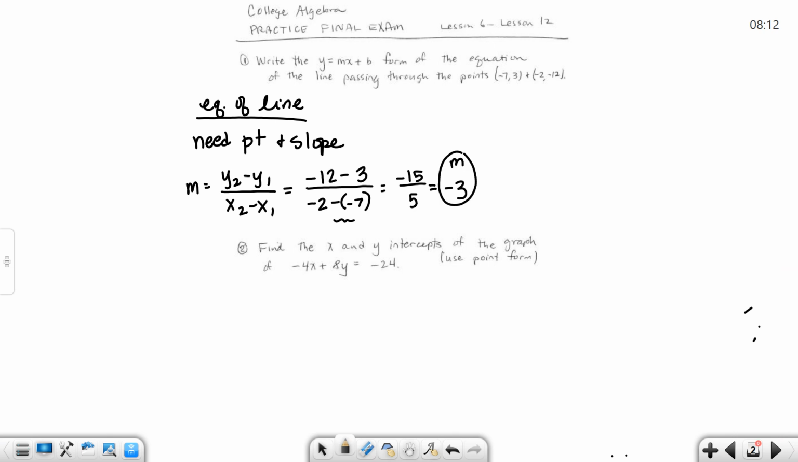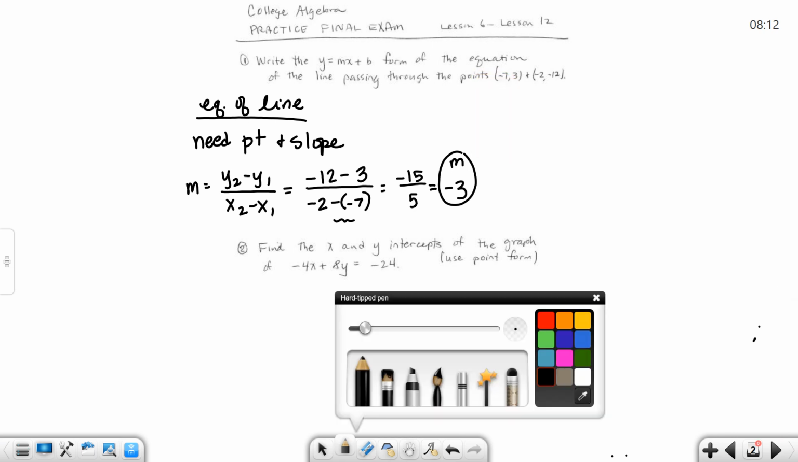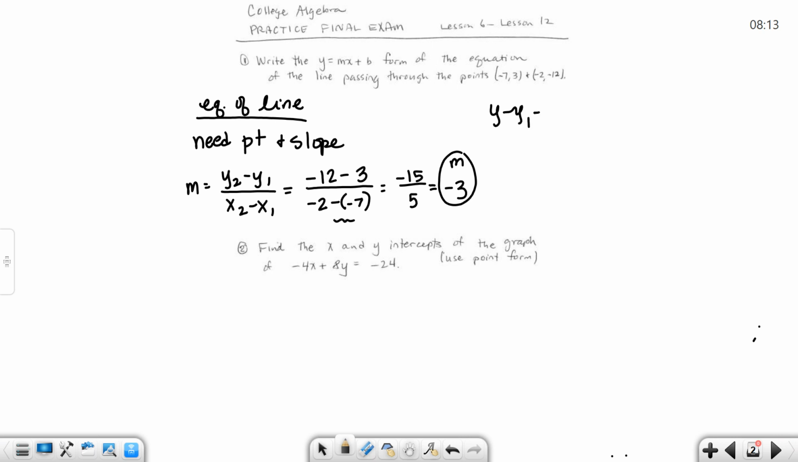Now we're ready to write the equation of a line. So we can start by using this formula, plugging in either point. I'm going to choose this point. So we will have y minus y1, which is 3, equals m, which we just found, times x minus x1, which is negative 7.